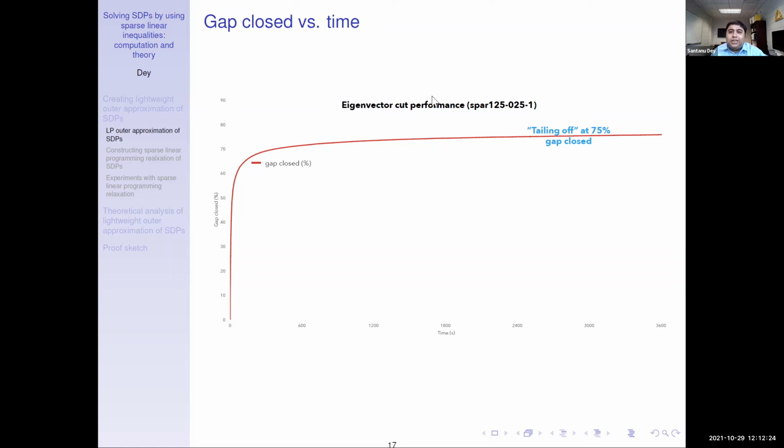So that's a great question, Jeff. Right now, in these experiments, it's actually more than one cut at a time. It's actually one cut per negative eigenvalue. So one cut at a time would be even worse, but even with one cut per negative eigenvalue, you see this sort of tailing off. Okay, did I answer your question, Jeff?